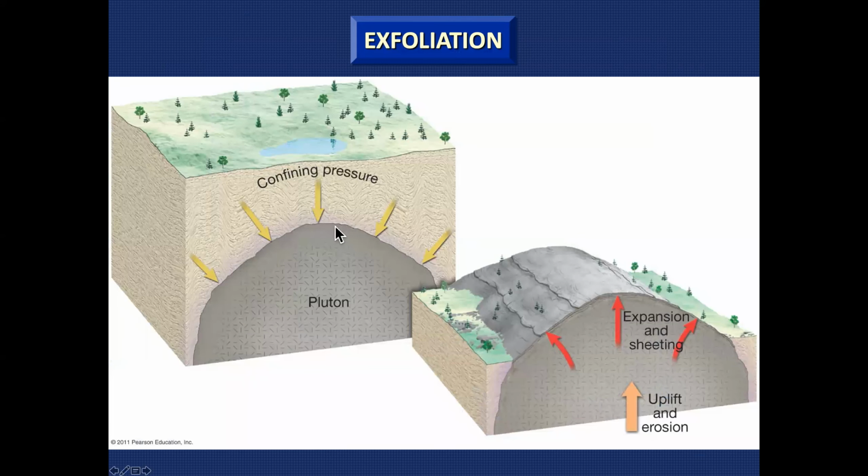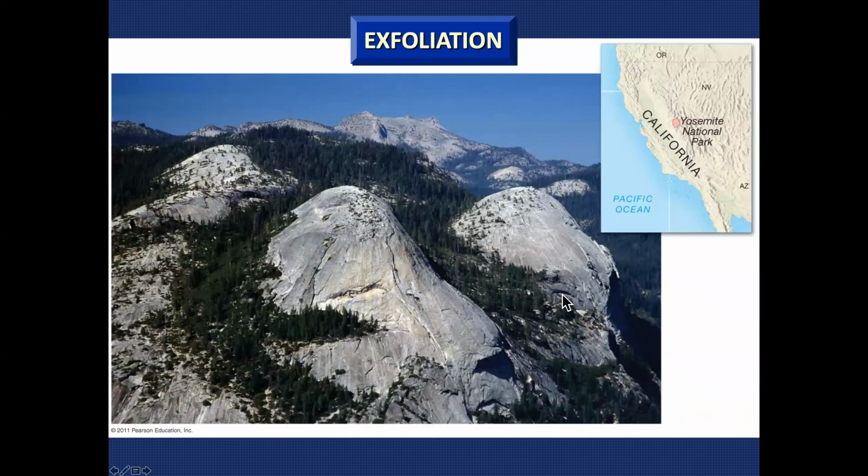And what happens is this material may have been at one point underground. So there's the pressure of the earth above it. Then that pressure is removed when the erosion takes place. And then the material begins to break down. These are some of the better examples on Earth.